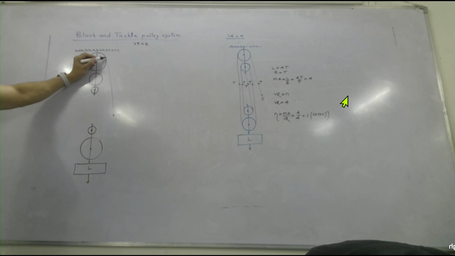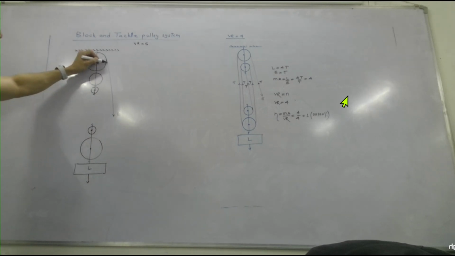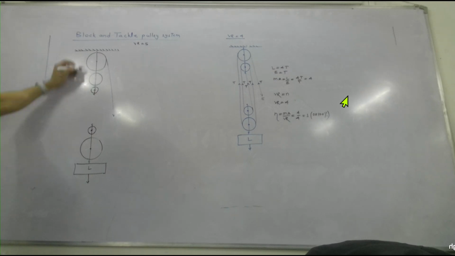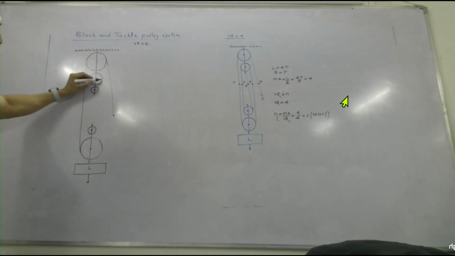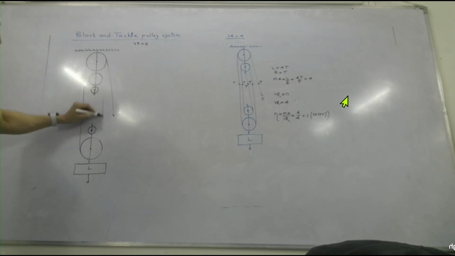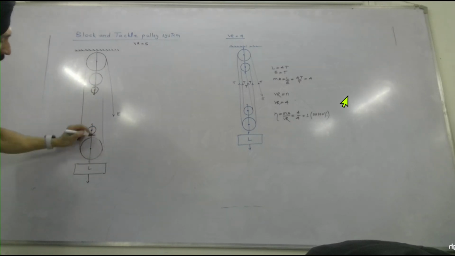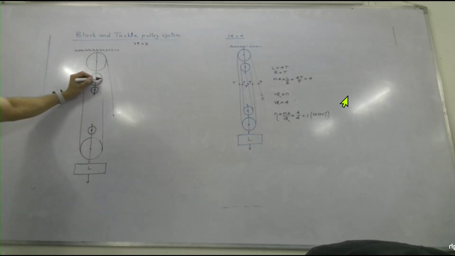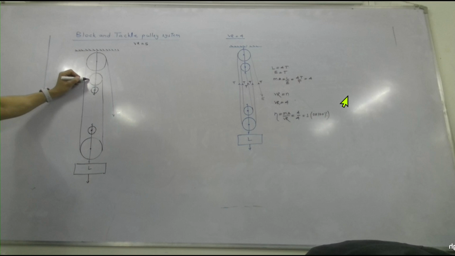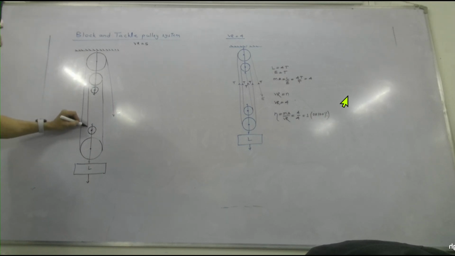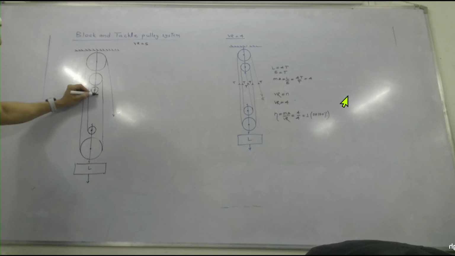Go to the extreme end, join it over here with the scale. From here, go to this, here to this end. यहाँ से ऐसे आए. Go to the next pulley. Go to this pulley. From here.